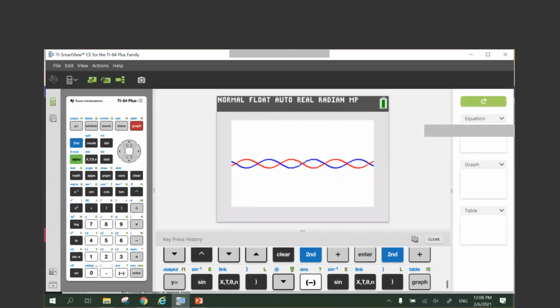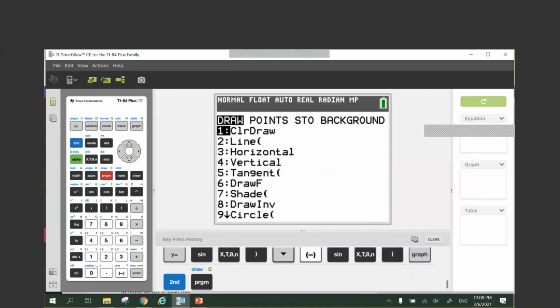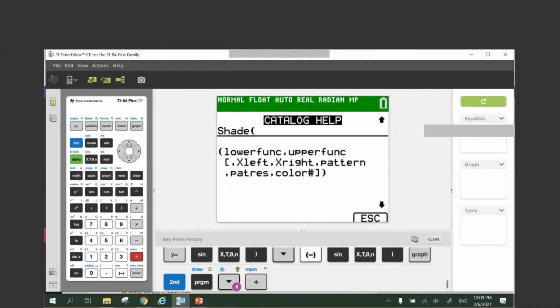So let me show you how I do shading, which is here. Shading is one very useful function here. In case you forget the command, because for shading the command is quite difficult, you can bring the cursor all the way to the function that you want to use, then you press plus. It will teach you what the command is like. So you need to key in the lower function, the upper function. The square brackets mean optional, but I would like to illustrate how I use the X value on the left, X value on the right, the pattern, and this is the number of pixels for the gaps, and color. I remember these are the commands that I have to use.